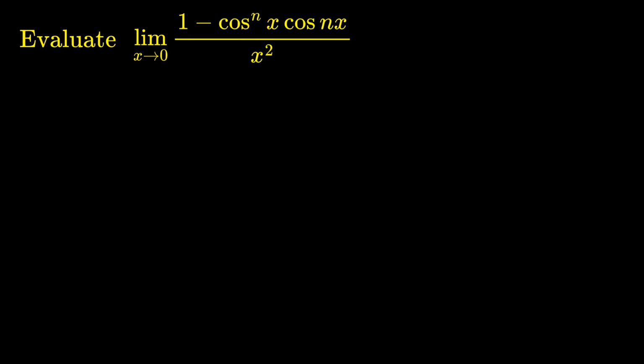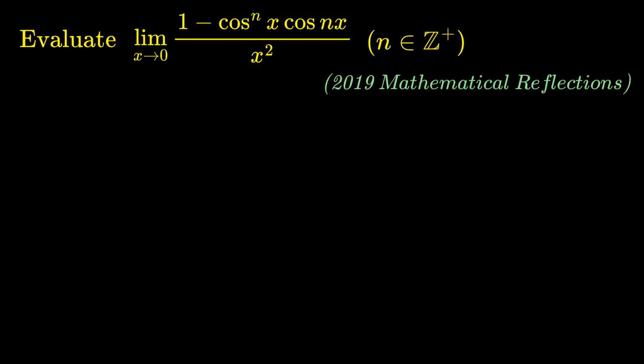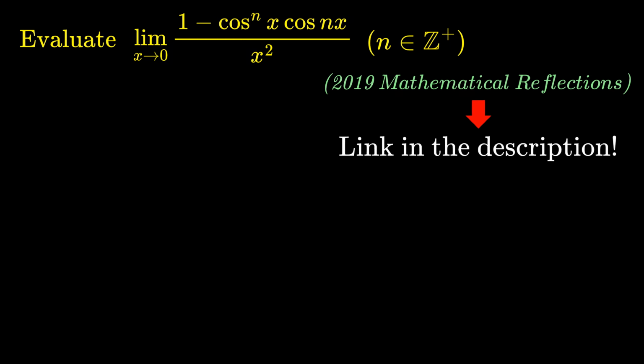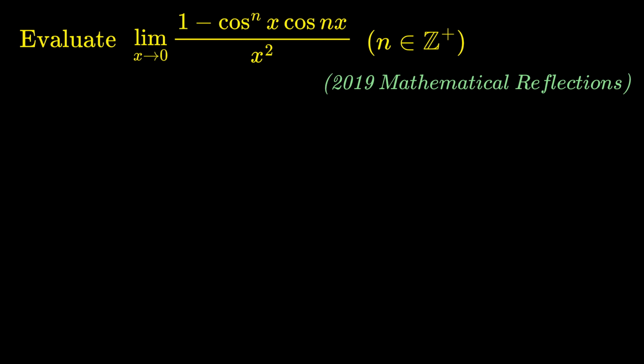We are going to find the limit of (1 - cos x)^n times cos nx over x squared as x approaches 0. This problem comes from Mathematical Reflections in the year 2019. I have provided a link in the description to the article. And in this video, I will be presenting two ways to find this limit.